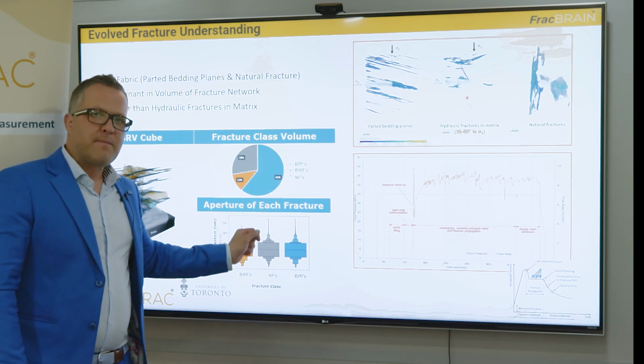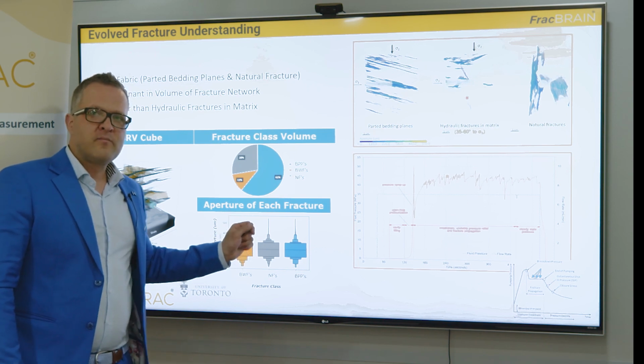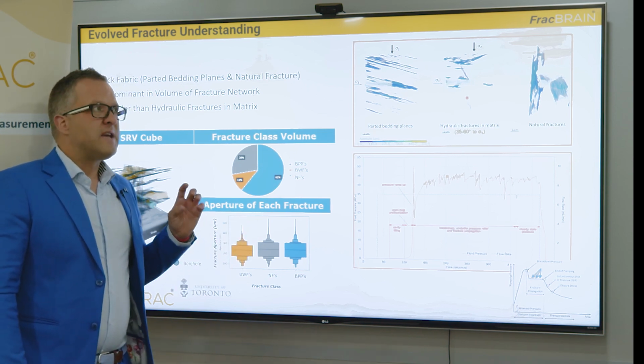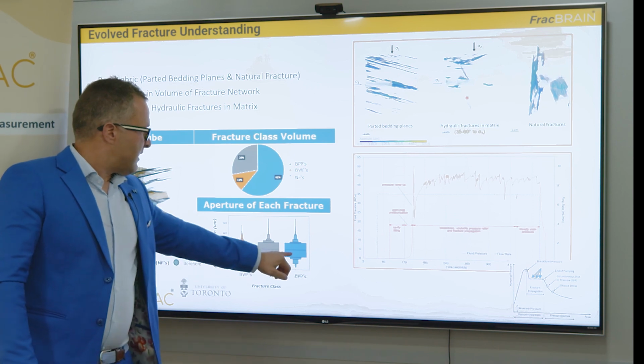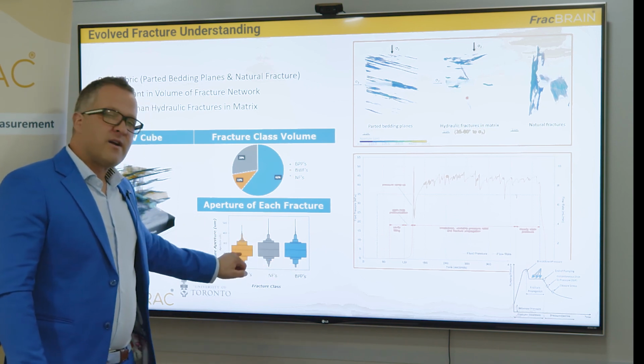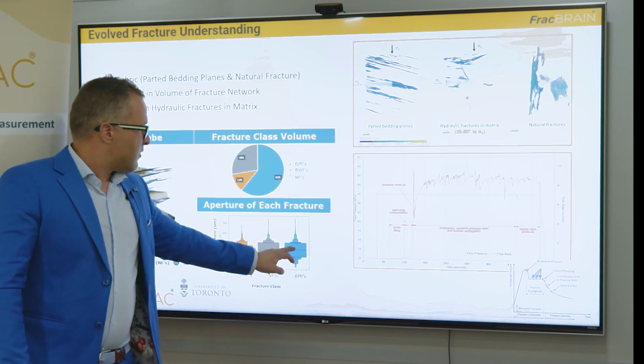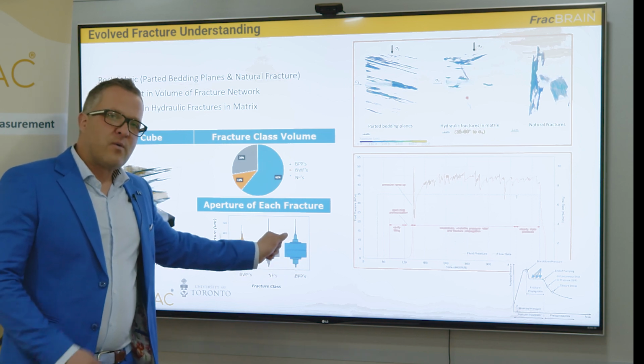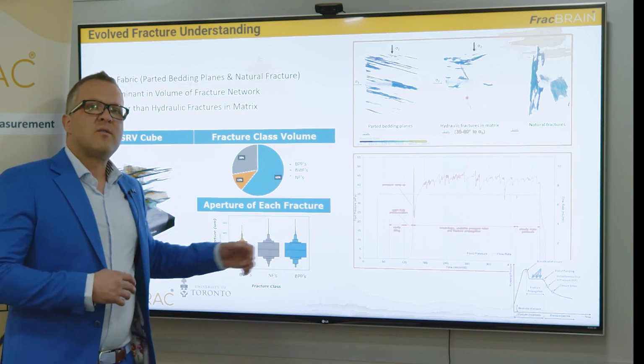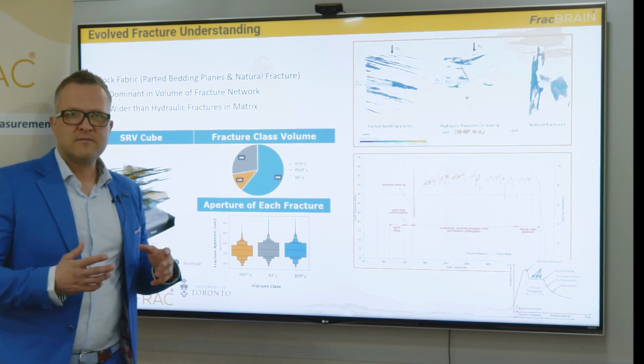The cube of the aperture is the permeability. And just think about that. The cube of the aperture is the permeability. So if I cube this value, it's going to be higher than this value. So the largest aperture is actually the bi-wing fracs, which also has the highest permeability.